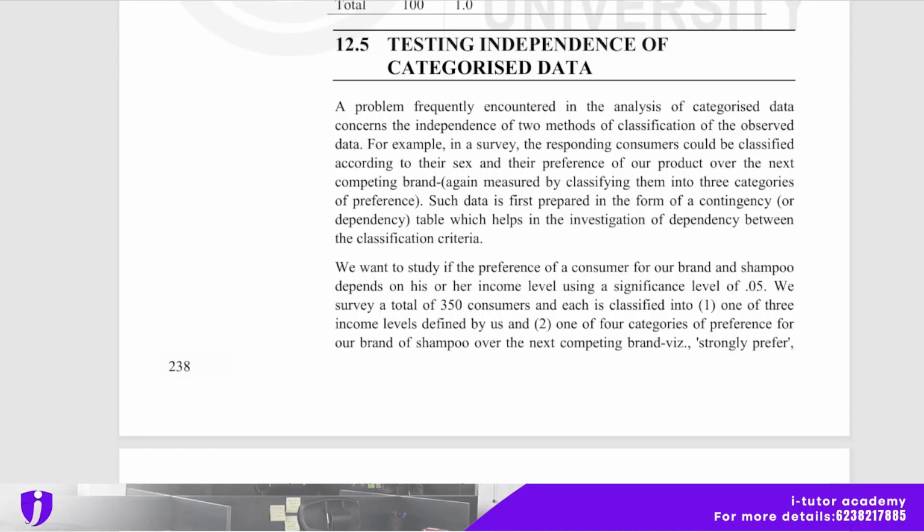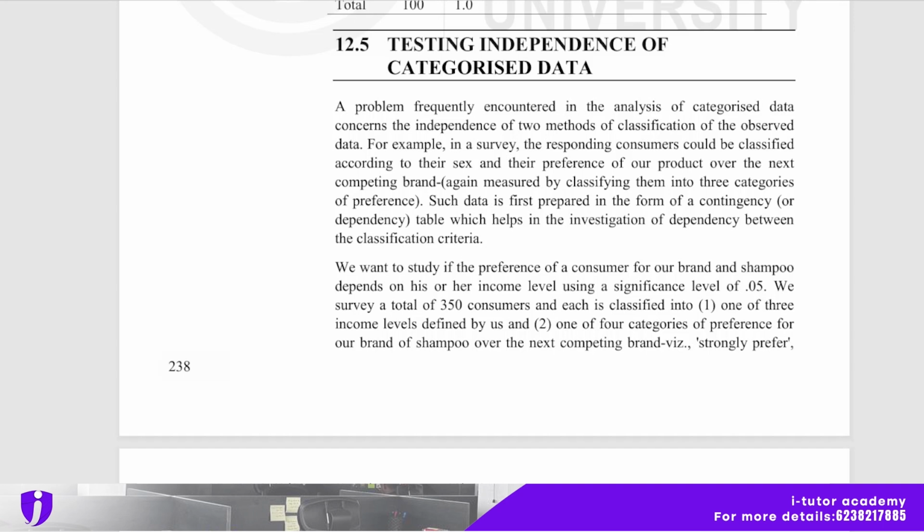In today's session, we will start with Unit 12 subsection 5, MMPC005, that is testing independence of categorized data. A problem frequently encountered in the analysis of categorized data concerns the independence of two methods of classification of the observed data. For example, in a survey, the responding consumers could be classified according to their sex and their preference of our product over the next competing brand, again measured by classifying them in three categories of preference.